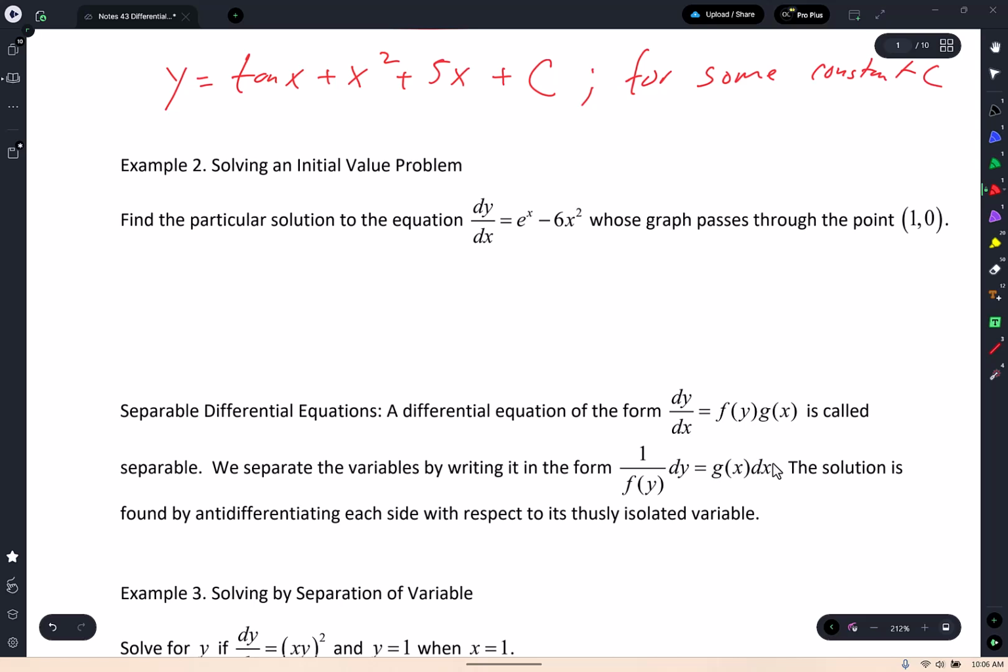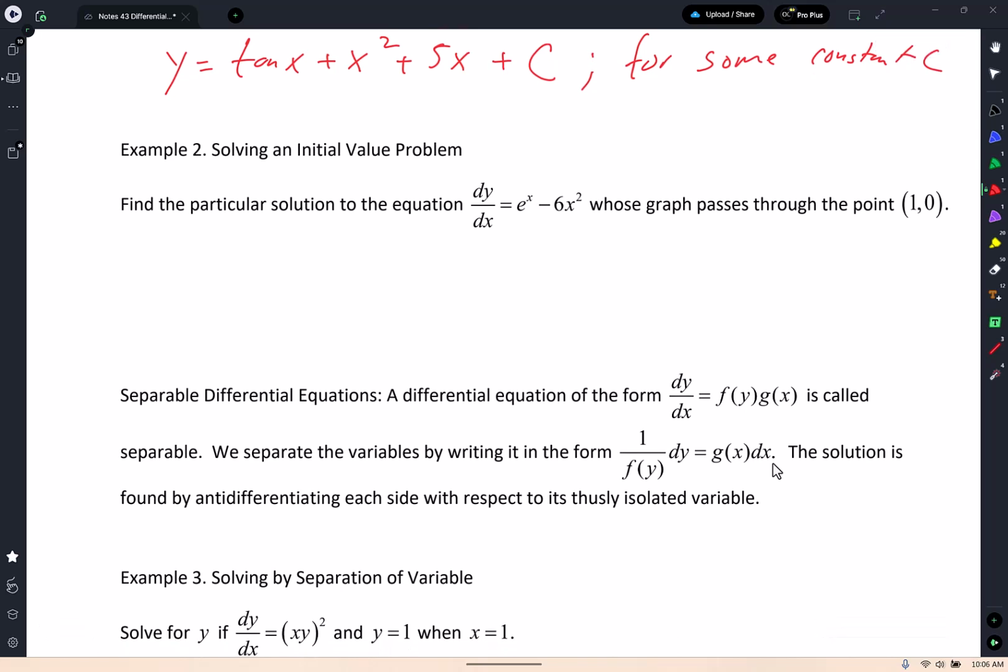All right. Solve an initial value problem. Relax. You've done this already. So find a particular solution to the equation dy dx equals e to the x minus 6x squared whose graph passes through the point (1, 0). That 1 is an x. That 0 is a y, right? So you're just going to say, okay, antiderivative. Antiderivative of e to the x is just e to the x. Antiderivative of 6x squared is, let's see, add 1 to the 2, so that's 3. Divide by 3. 6 divided by 3 is 2, so 2x cubed.